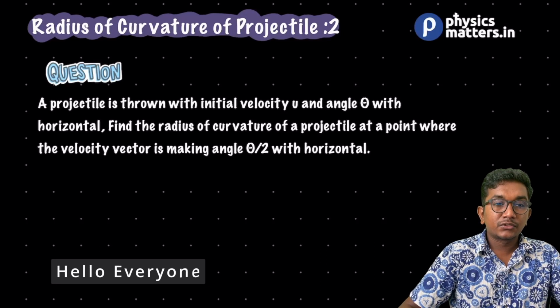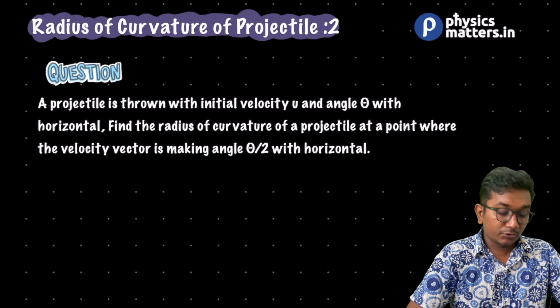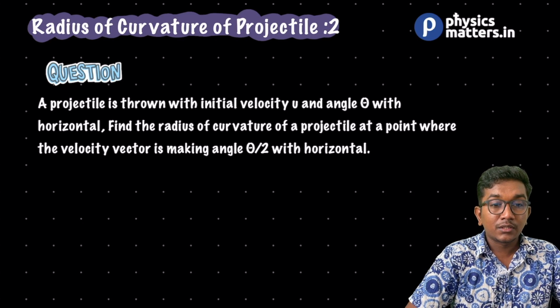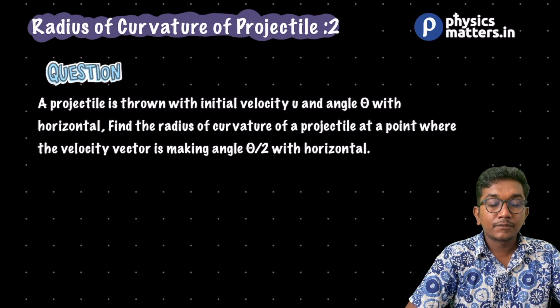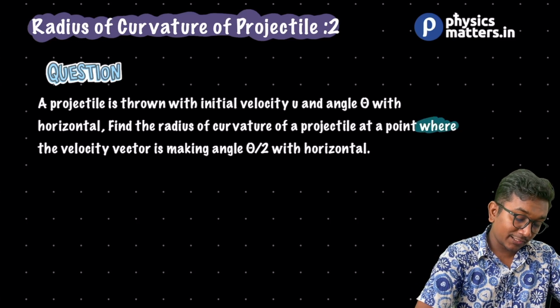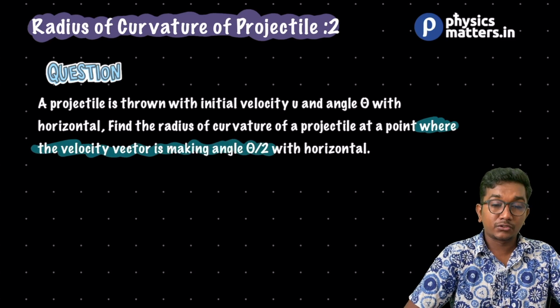Hello everyone. So let's solve a question from radius of curvature of projectile. So this question is, a projectile is thrown with initial velocity u at an angle theta with the horizontal. Find the radius of curvature of the projectile at a point where the velocity vector is actually making an angle theta by 2 with the horizontal.